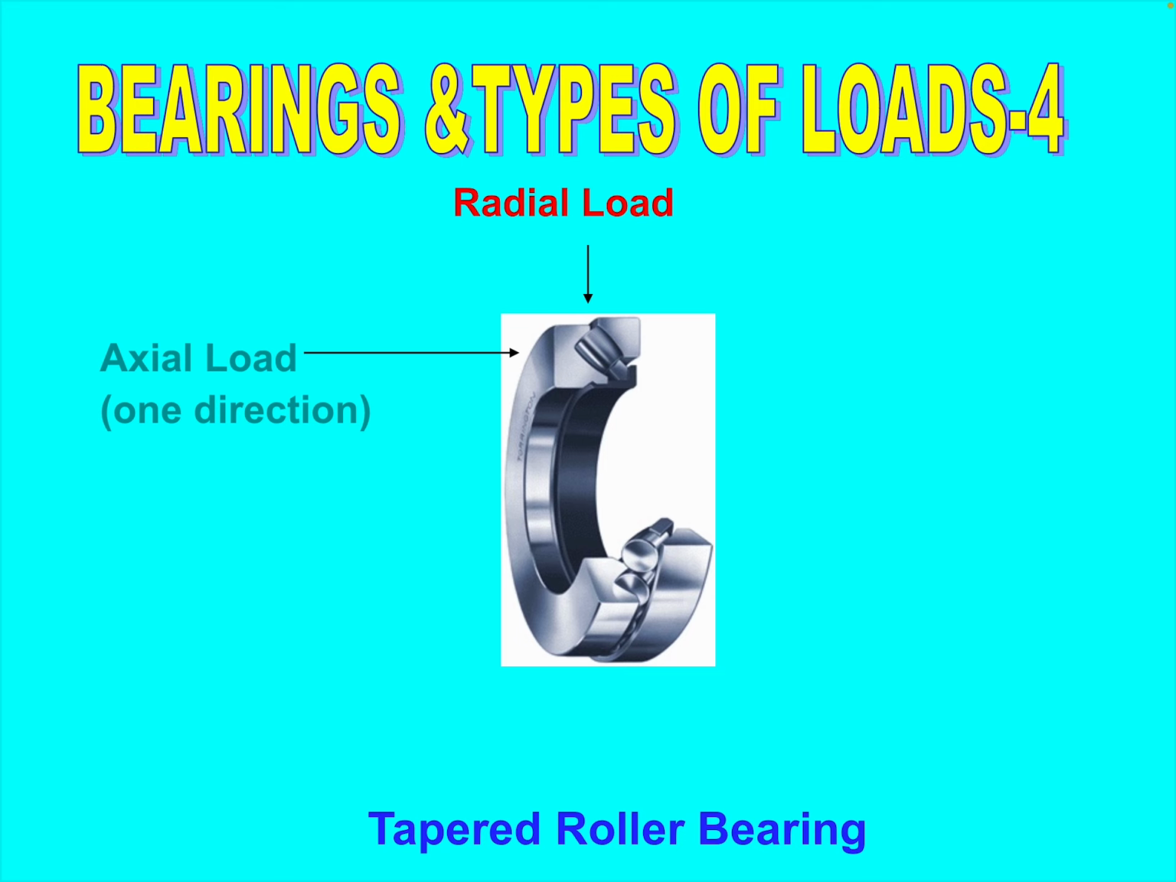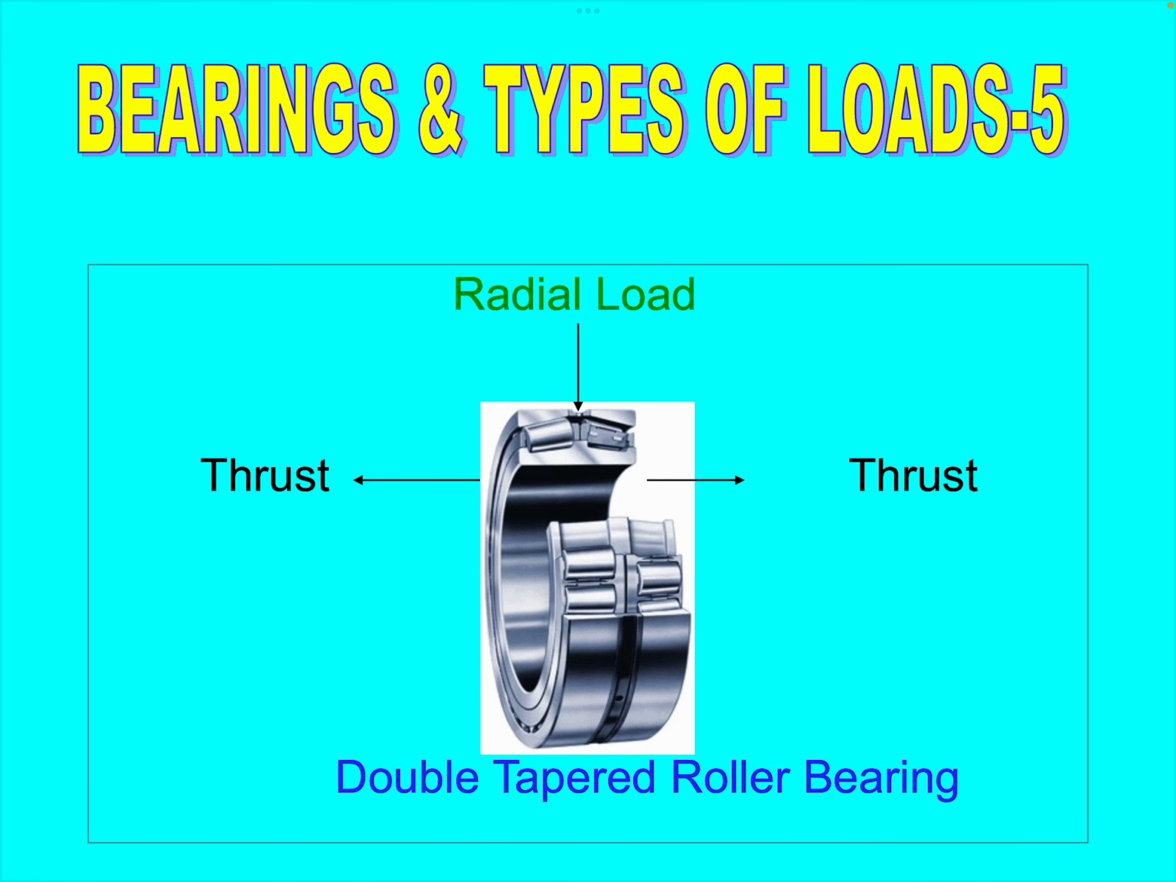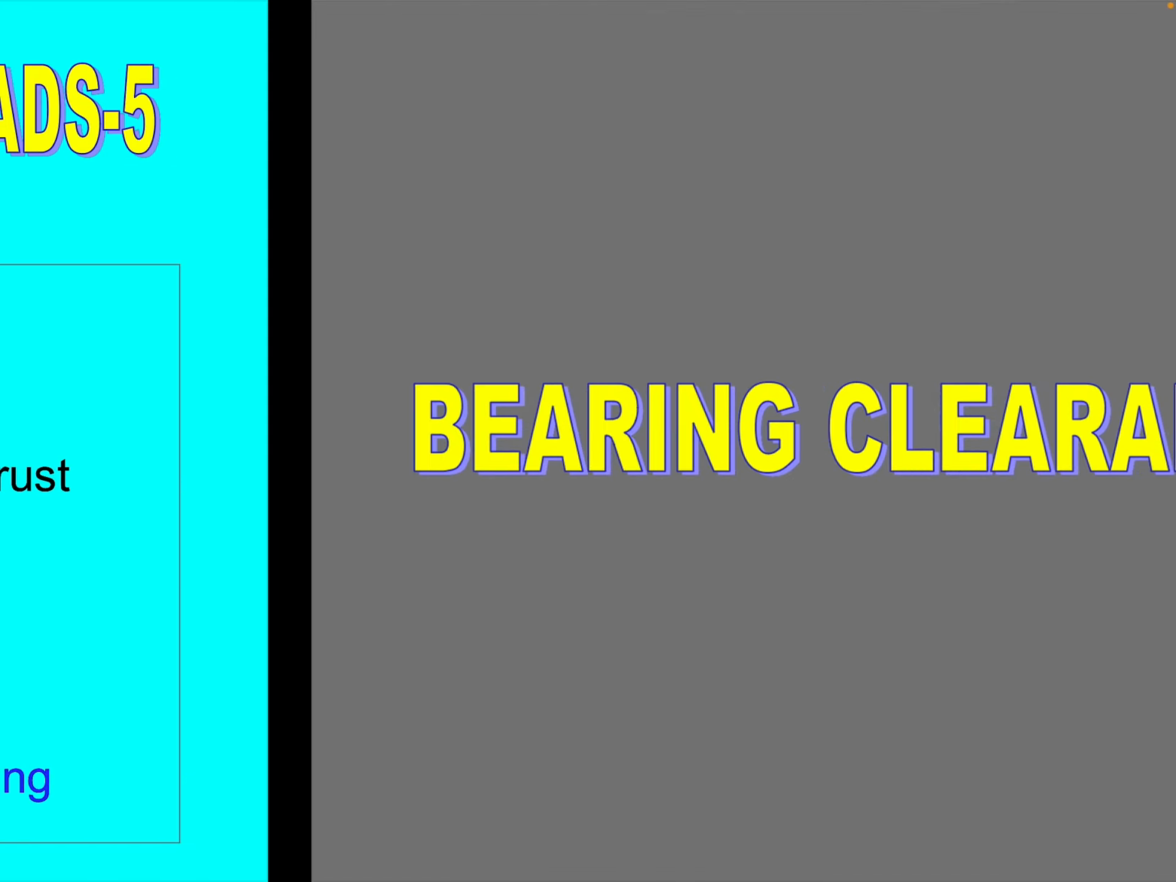Bearing types of loads, fourth: axial load in one direction and radial load, taper roller bearings. Fifth: radial loads and thrust, double taper roller bearings.